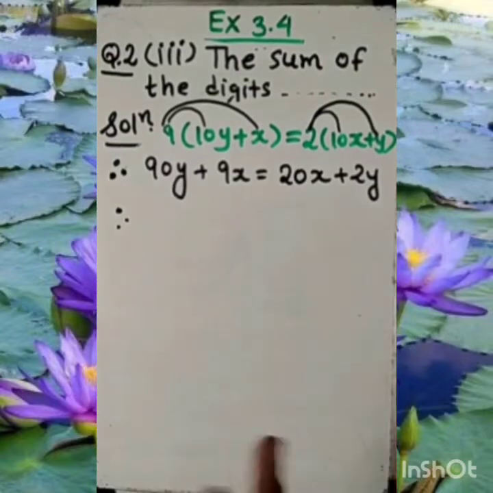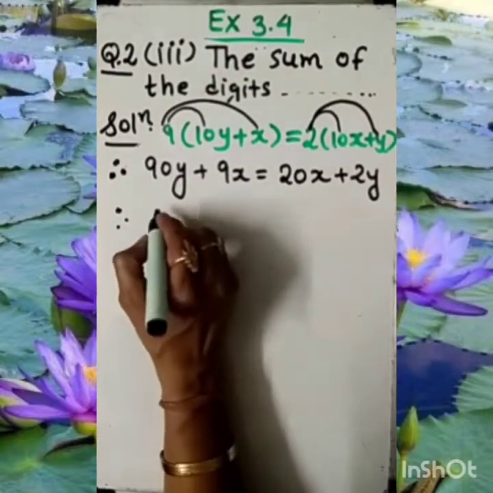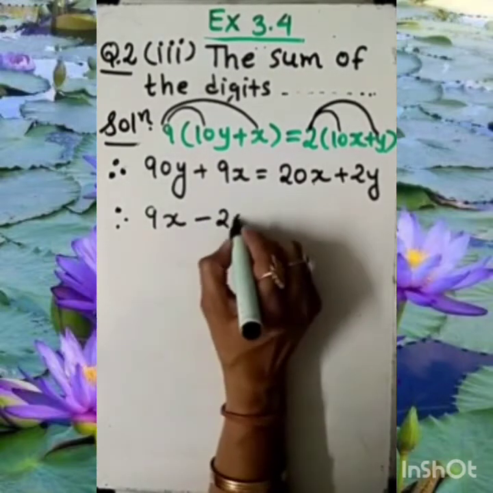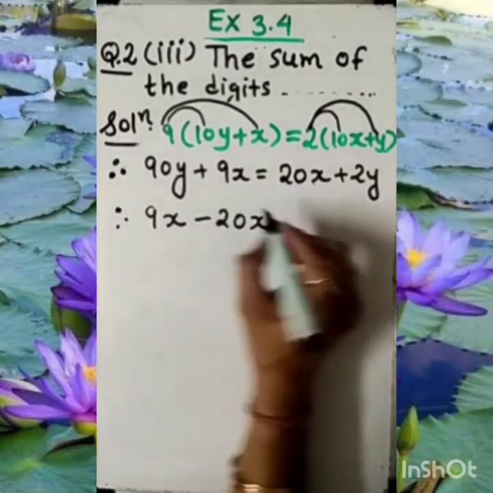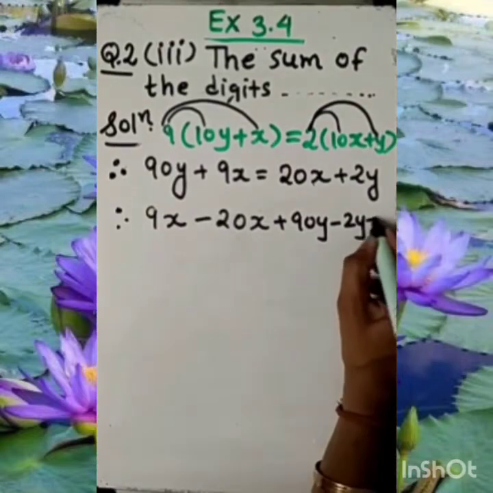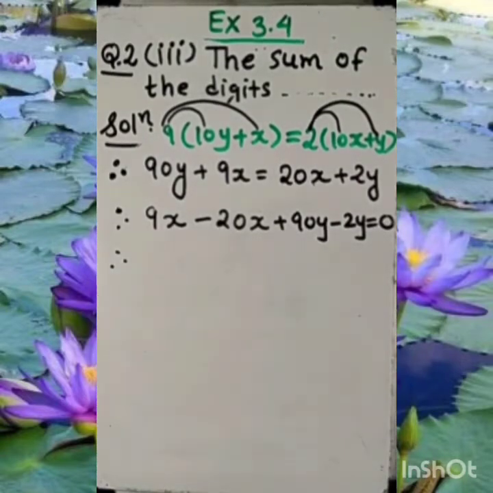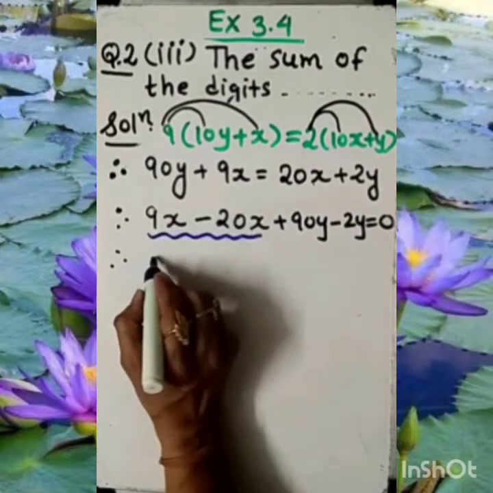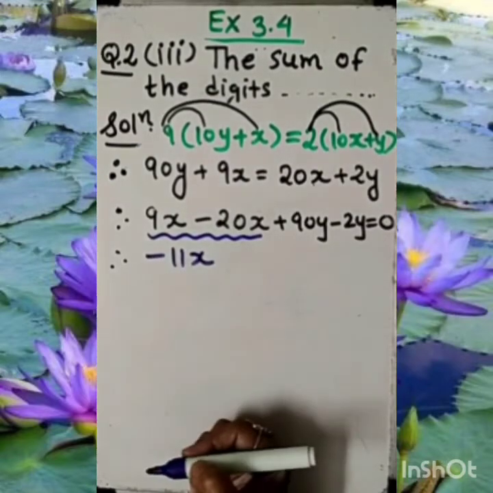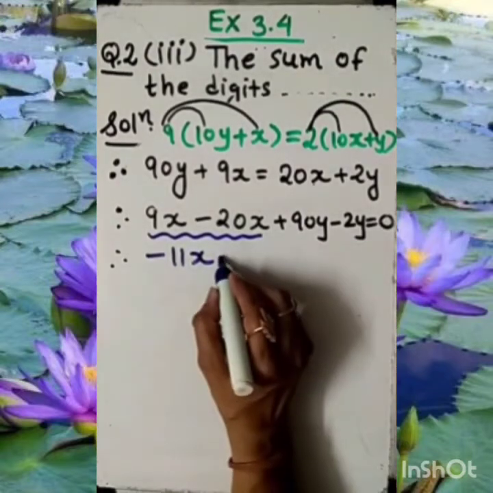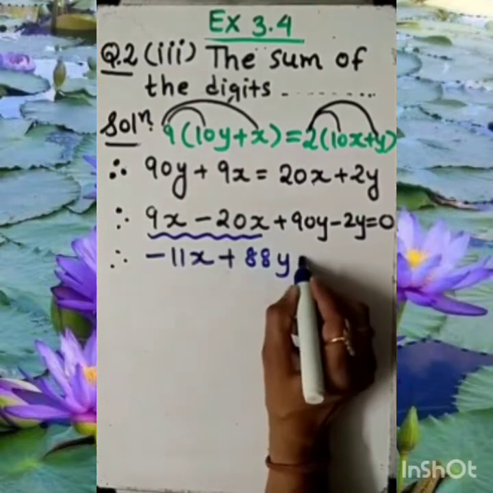Now what to do? Let's bring all the terms to the same side. So what do we have here? 9x is this side. I am bringing this 20x to this side. It will become minus. Plus 90y is already this side. I am bringing this, this will become minus 2y. Fine. Now 9x minus 20x, not 2x, sorry. 9x minus 20x gives the result minus 11x, fine. And 90 minus 2, we know, is 88. It will be plus 88y.